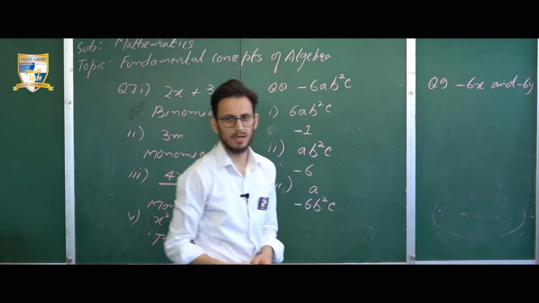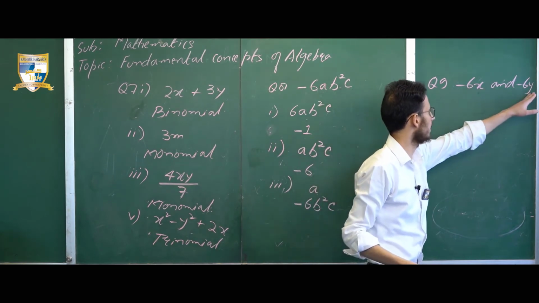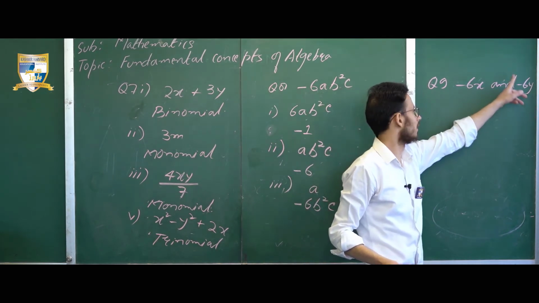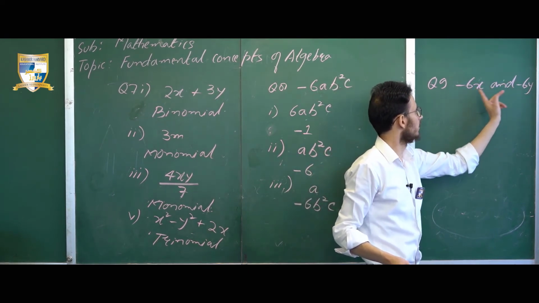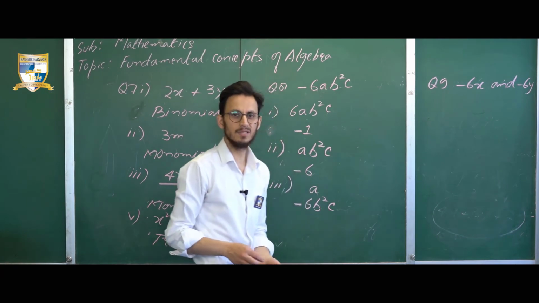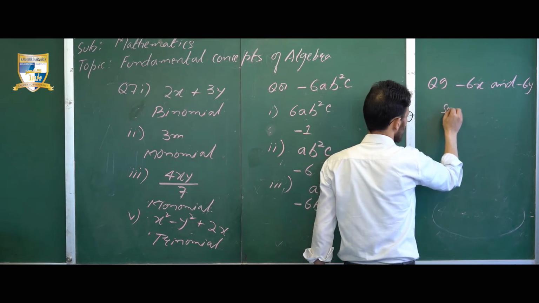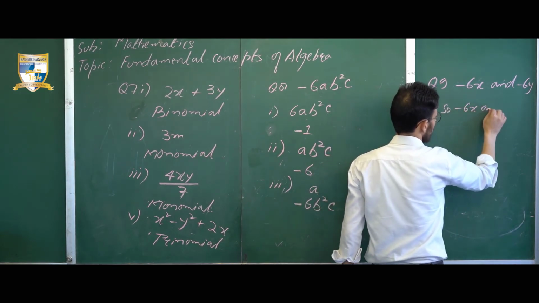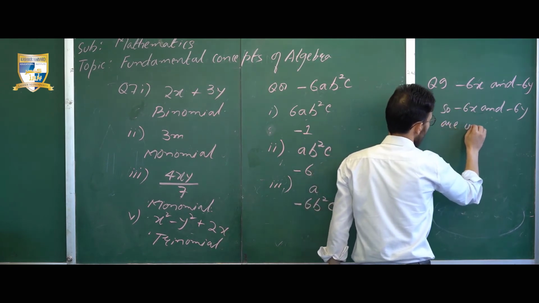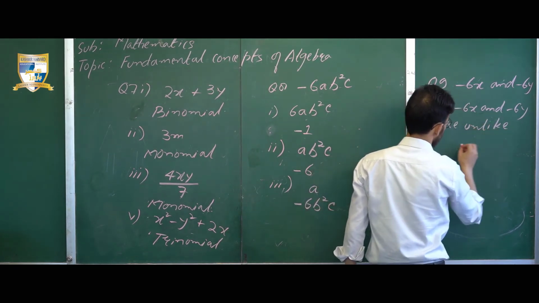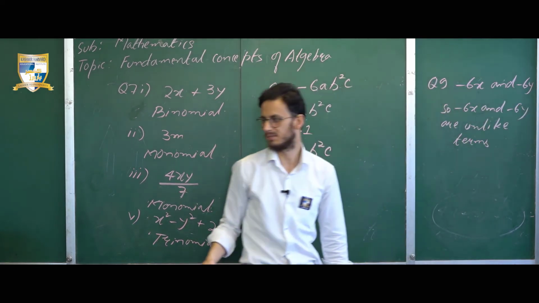Now what we have to check is whether the terms are like terms or not. So we can say the variables x and y are different. The powers are same, both have the same power, that is equal to 1. But the variables are different. When we see such kind of situation, when we find the variables different, we can consider them as unlike terms. So minus 6x and minus 6y are unlike terms. Why? Because their variables are not same.